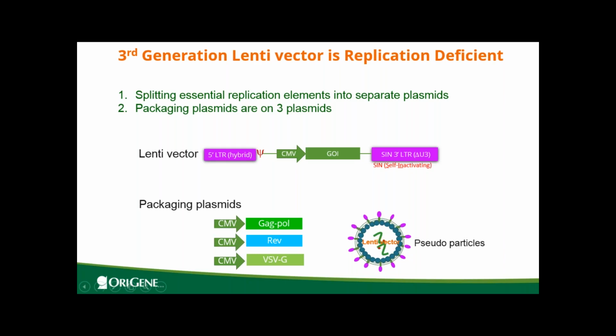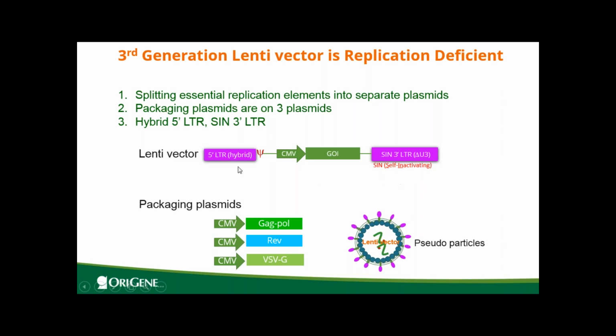Another safety factor is that the packaging plasmids are on 3 separate plasmids. That makes it even safer. And another important safety factor is in the LTRs. The 5' LTR is a hybrid. It does not need the viral transactivator Tat anymore. And the 3' LTR is self-inactivating because of the deletion in U3.